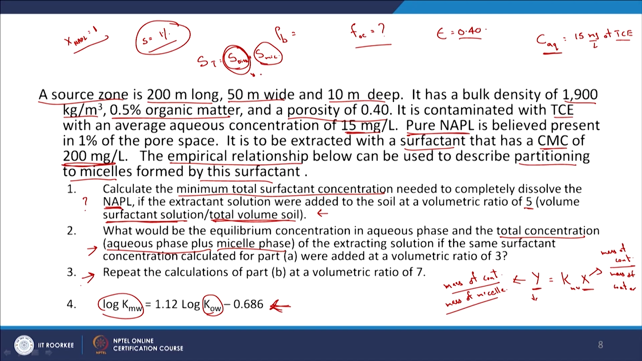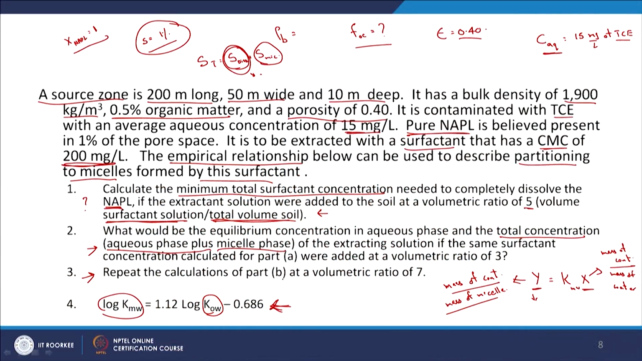And then we repeat the calculations of part B at a volumetric ratio of 7. Initially we looked at a case when we add the volume of surfactant at a ratio of 5 compared to the volume of the soil. Then we look at what will happen if we add a lesser amount of surfactant and also a greater amount of surfactant. So let us look at case A first and take it through from there.